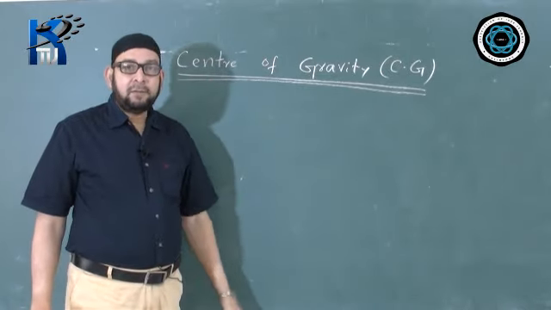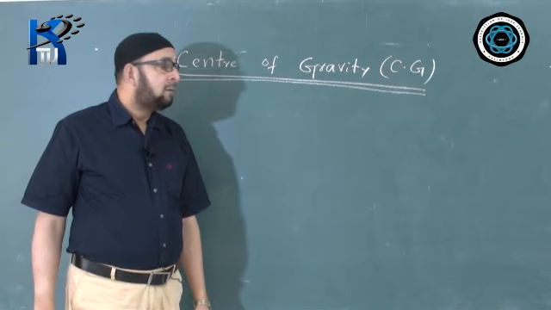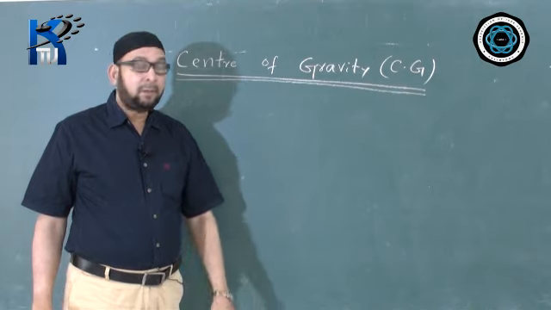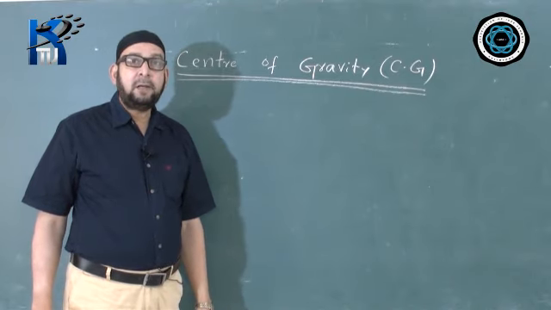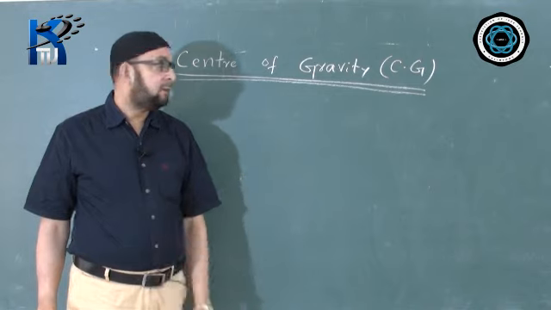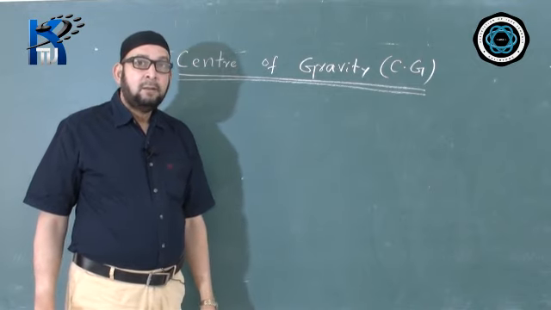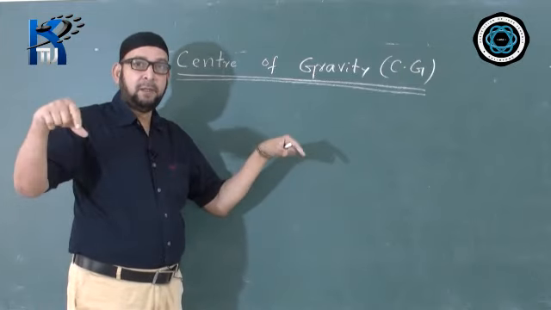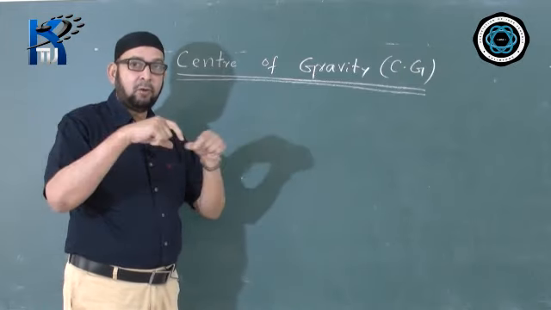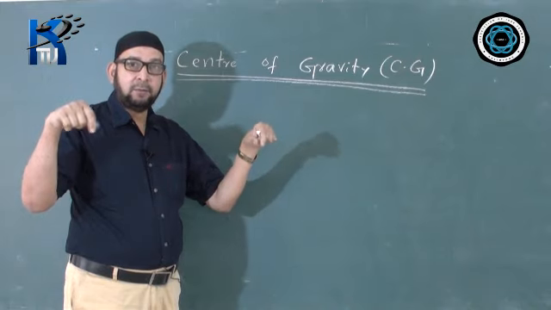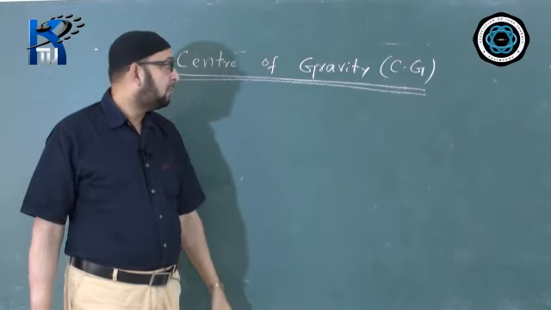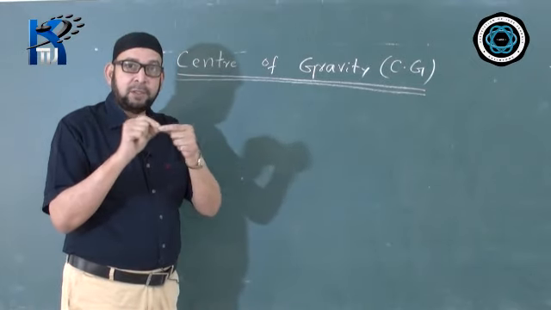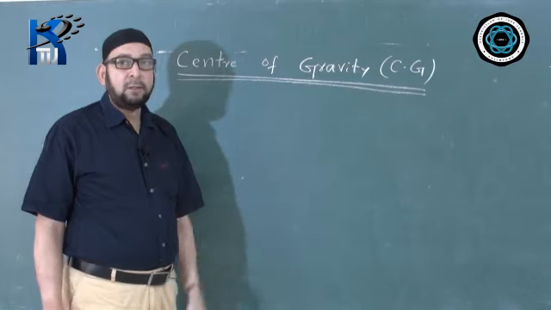What is center of gravity? So in simple words we say it is a point on the body where the entire weight of the body is supposed to act. Suppose we have a body made up of many particles, and all the particles exert weight, meaning the force of gravity is there on each particle. Where we consider the entire weight of the particles to be situated, that point is called center of gravity.